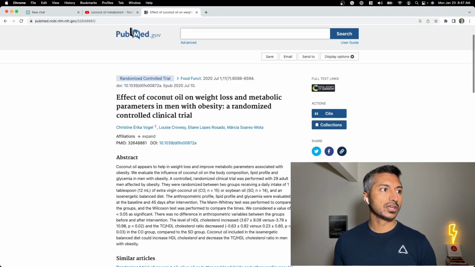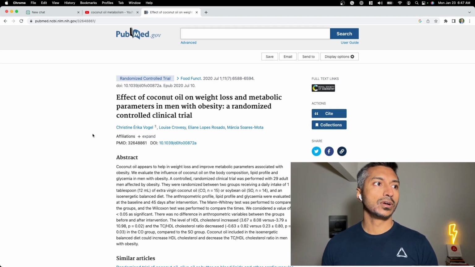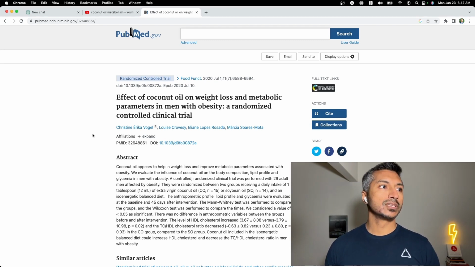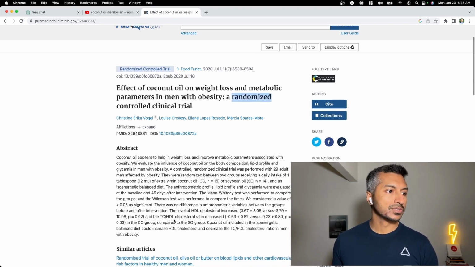So let's take a look at this together from a scientific perspective. Effect of coconut oil on weight loss and metabolic parameters in men with obesity, a randomized controlled clinical trial. This is great because we're talking about weight loss, metabolic parameters in men with obesity, and it's randomized, right? So let's see, what are the results? What does it say?